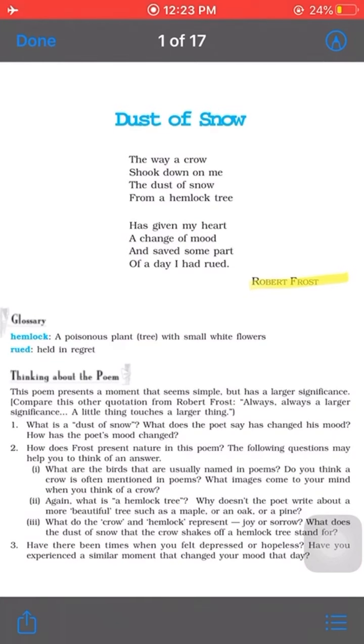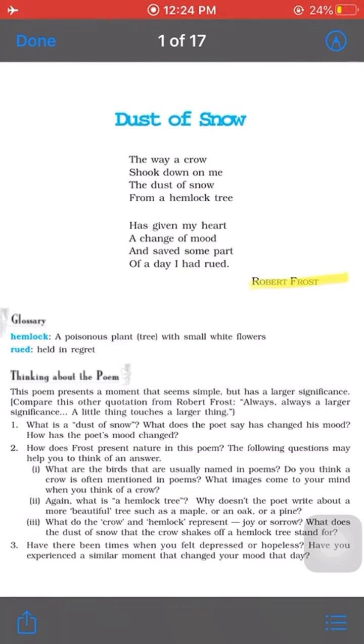Okay, first thing, we will discuss the linear meaning of the poem, and later on we will discuss the message that is being given by the poem.